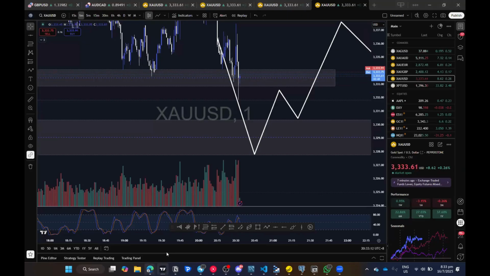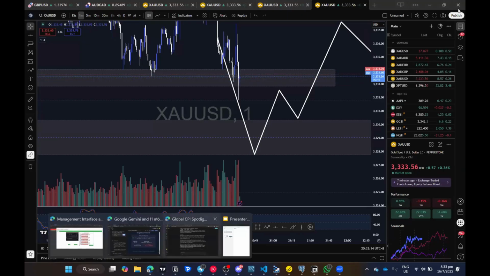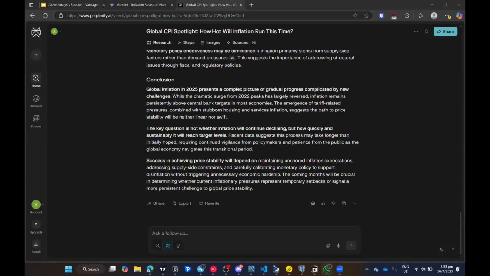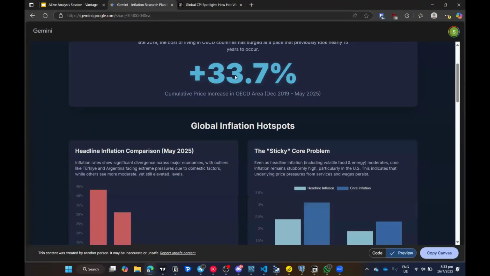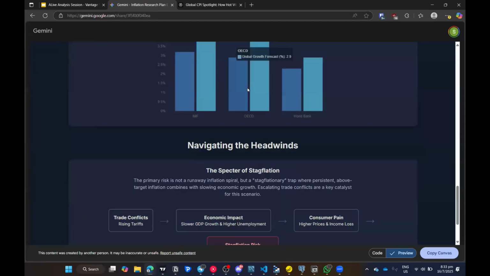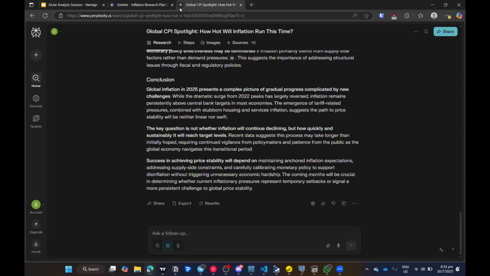Let's see, what's the other page? Okay, so do explore some of these tools. I think they're getting better and better. So definitely going to be a great aid to your analysis when you're trading.